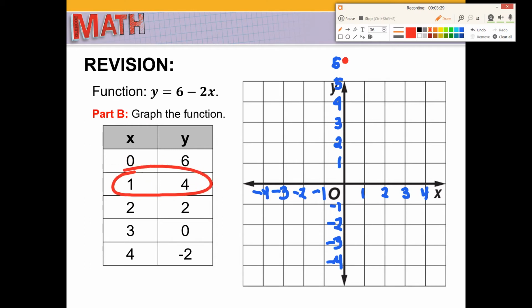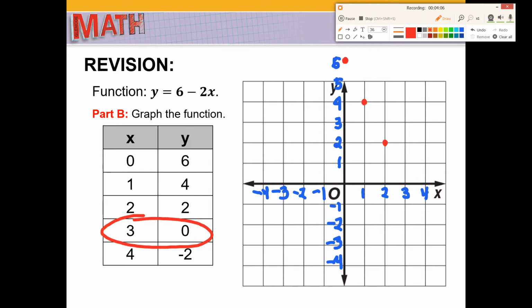Then for the second ordered pair, we have 1 and 4. 1 in the x-axis and 4 in the y-axis. If you will trace a line over these two numbers, we will have our ordered pair or our point in here. Then 2, 2. 2 in the x-axis and 2 in the y-axis. These two lines will meet here. So our ordered pair will be here.